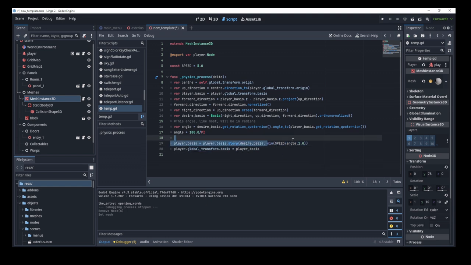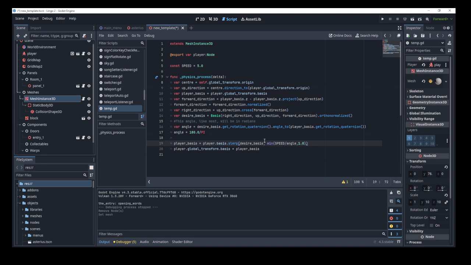basis. The reason I have this minimum of this and 1.0 here is to make sure this doesn't go above 1.0. I don't know how Godot's slerp works. I haven't experimented with it, but in other linear interpolations or spherical linear interpolation functions, going below 0 or above 1 can cause you to go before the before value or after the final value, and I don't want that.